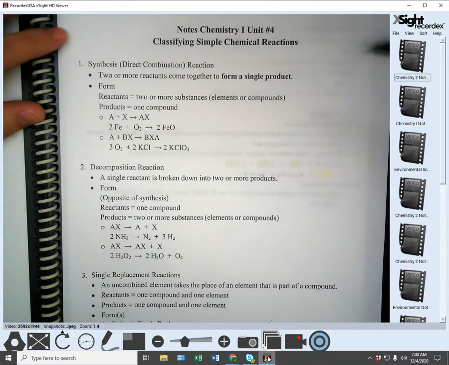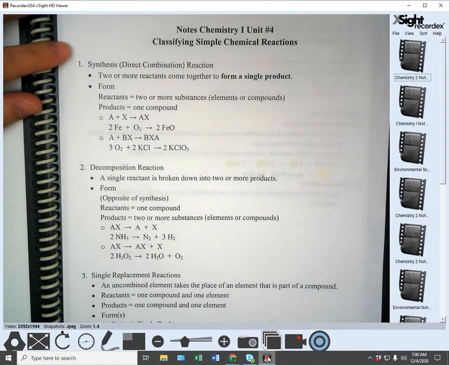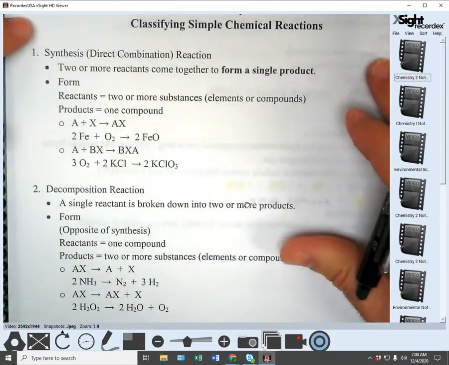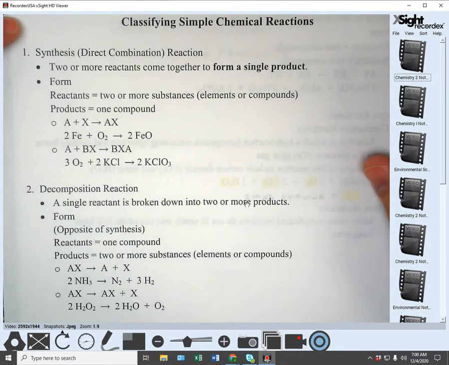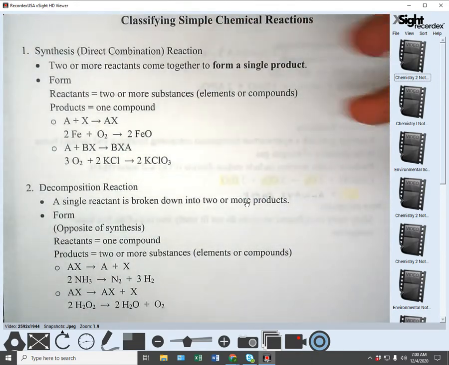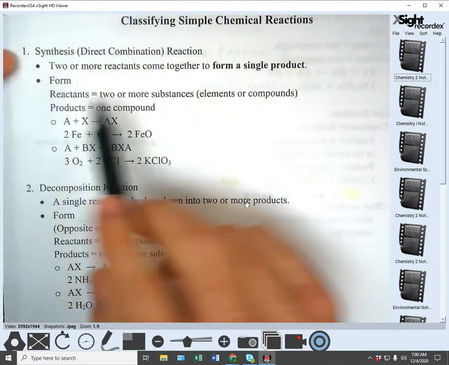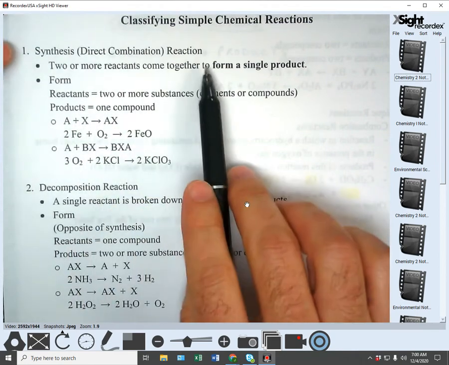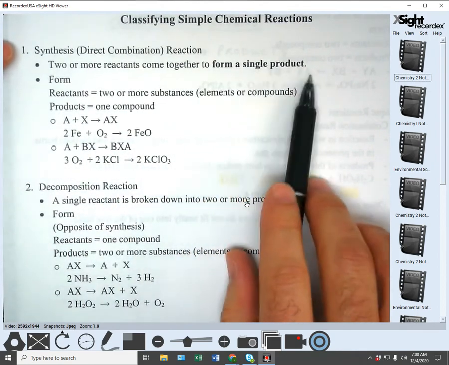The first type of chemical reaction is called synthesis, or direct combination reaction. Synthesis means to put something together or create something. This is where two or more reactants from the left side come together to form a single product.